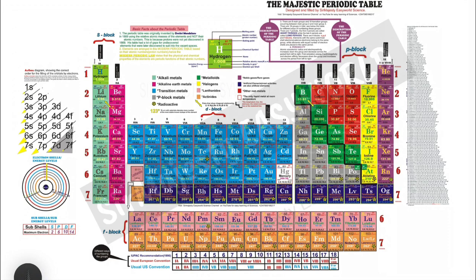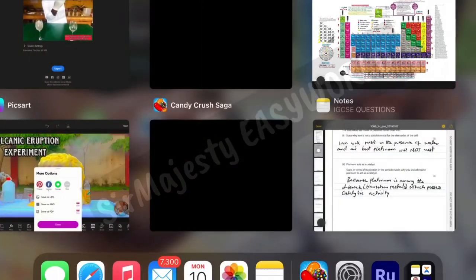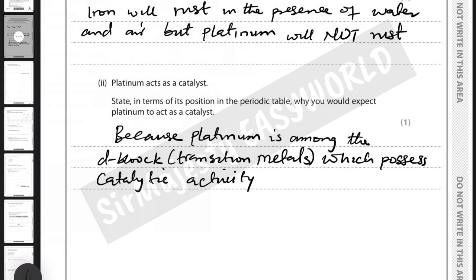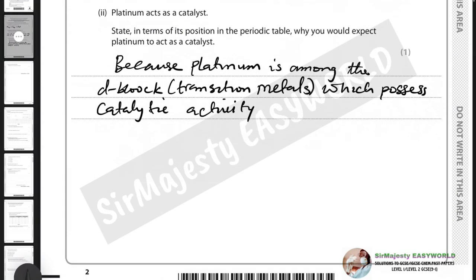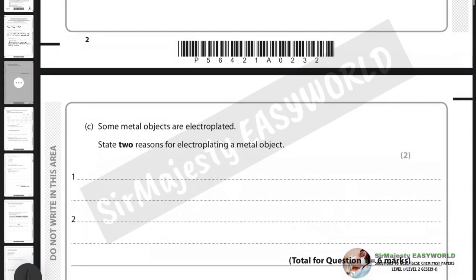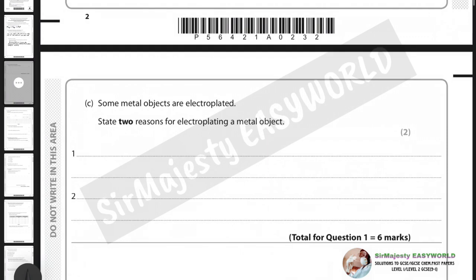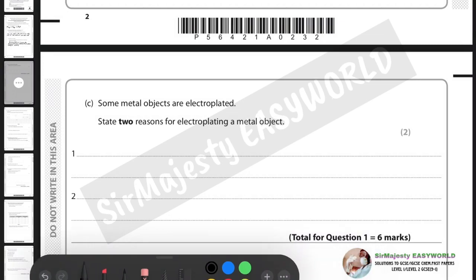So let's go back to our questions as we continue. Remember, you're on with Her Majesty Easy World, of course. Then we move on to the next question. They say some metal objects are electroplated. State 2 reasons for electroplating a metal object. Why do we electroplate a metal object?